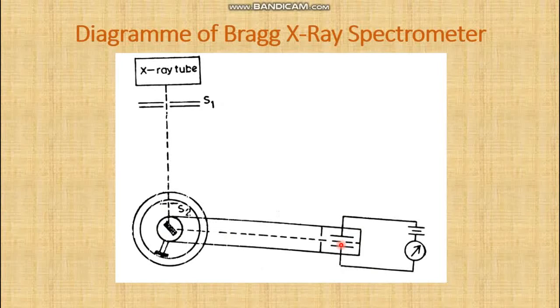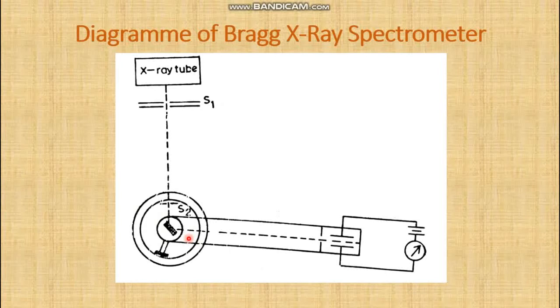Now the chamber is rotated coaxially with the crystal table. The crystal table and the chamber are so adjusted that when the crystal is rotated through any angle, the chamber rotates at twice that angle. You know, when some reflector is rotated by theta angle, then its reflected ray is rotated by 2 theta angle, isn't it?